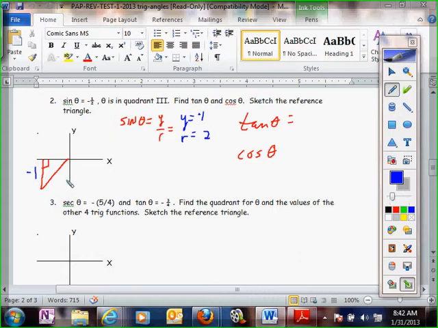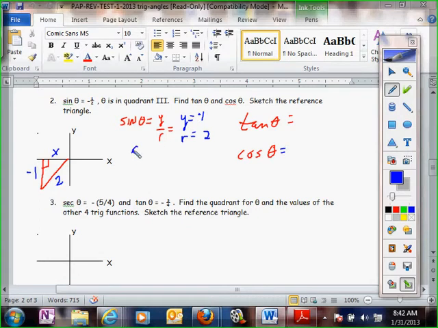So y is -1, r is 2. So now I'm just going to find what x is using Pythagorean theorem. And you need to show your work on every problem you do. Because if you can do certain problems in your head, that's fine and dandy. You're a smart person. But the problems get harder, and if you don't have the processes down, you will make mistakes trying to do things in your head when the problems get harder.